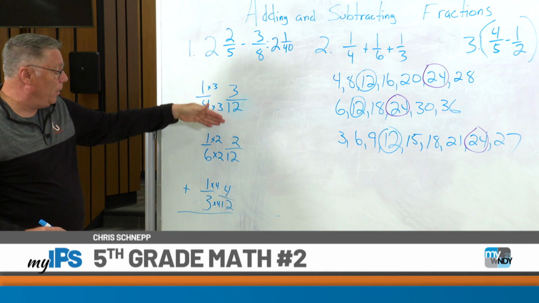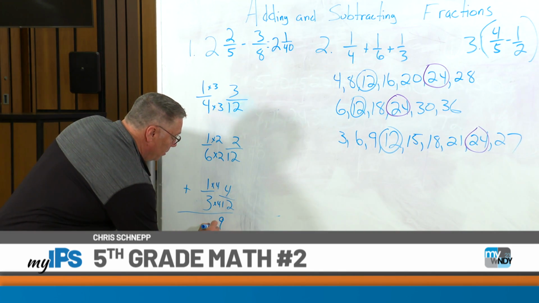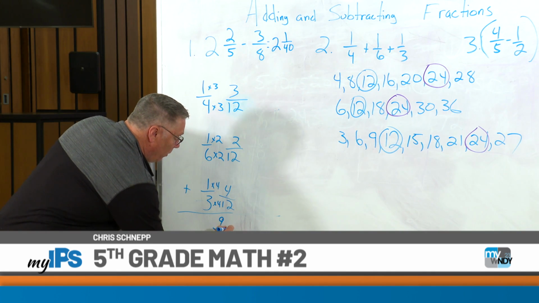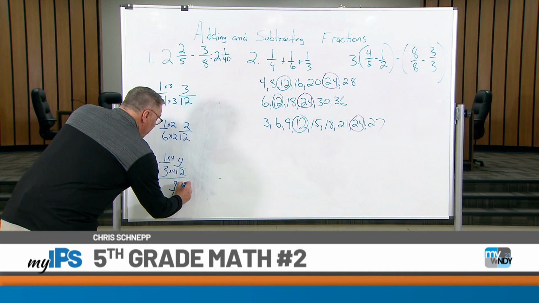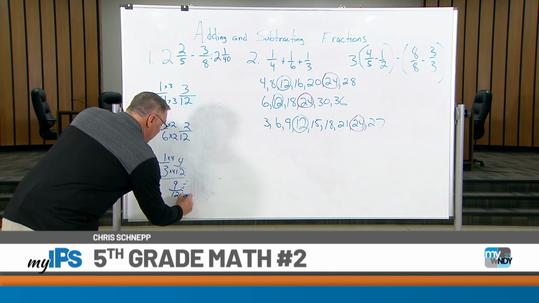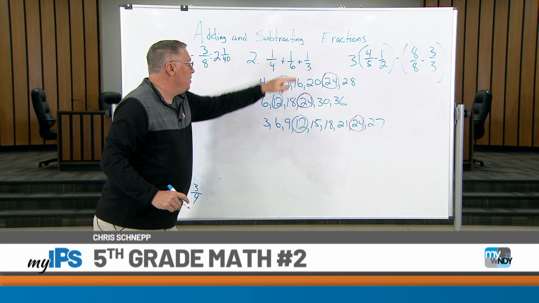So now we just go through and we add our numerators. 3 plus 2 is 5, plus 4 is 9. So our answer is 9/12, and we can simplify that by dividing by 3, which would give us an answer of 3/4. Okay, so we added 3 numbers together.